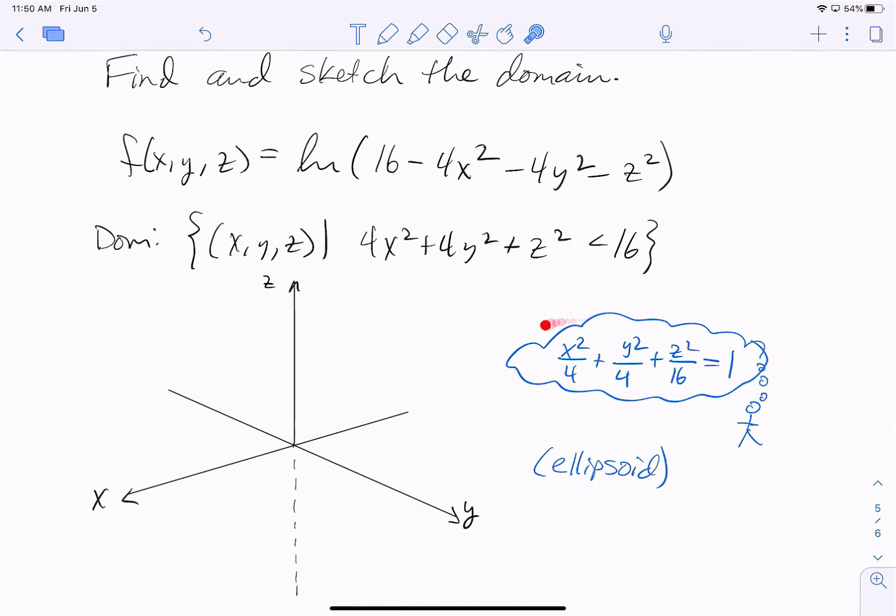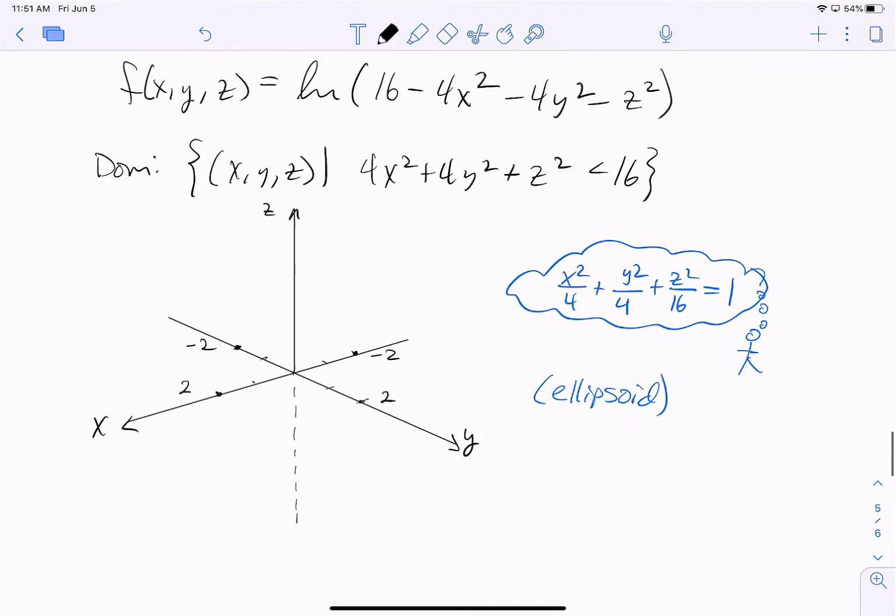We can go with traces in the coordinate planes as we did in a previous chapter, although we can streamline it by considering that since we have a term that's x squared over 4, we know that our ellipsoid will extend by 2 units at a maximum on the x-axis. So I'm putting points here at plus and minus 2 on the x-axis. Likewise, since we have y squared over 4, we're going to max out at 2 units away from the origin on the y-axis as well. The term z squared over 16 indicates that we're going to max out at 4 units on the z-axis.